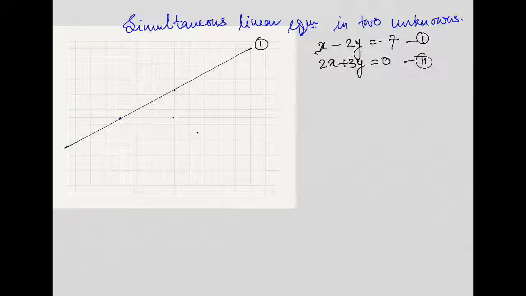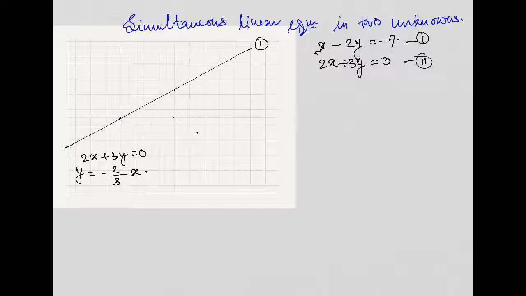And for the second one, see, the second one is a little tricky. It is passing through the origin. So 2x plus 3y equals 0 is passing through the origin. I can see that when x is 0, y is also 0, and when y is 0, x is also 0. So they are passing through the origin coordinate.